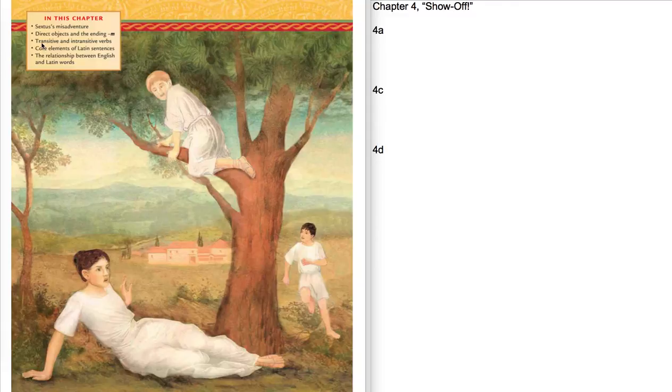Transitive and intransitive verbs. Transitive verbs are followed by direct objects, and intransitive verbs have no direct objects, to put it very briefly. And then a few words about the core elements of Latin sentences. And then there is a word study at the end of this chapter, which talks about the relationship between English and Latin words, which is a reason why many students do take Latin, to discover the relationship between those two. Let's not forget that English words are 60% from Latin base words. So many English words come from Latin words.